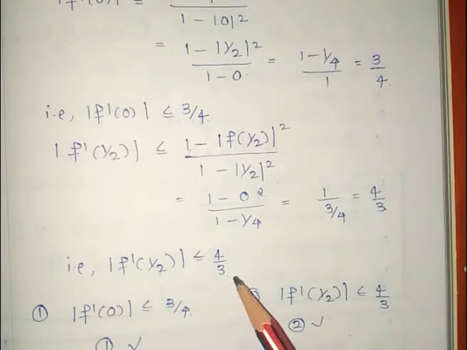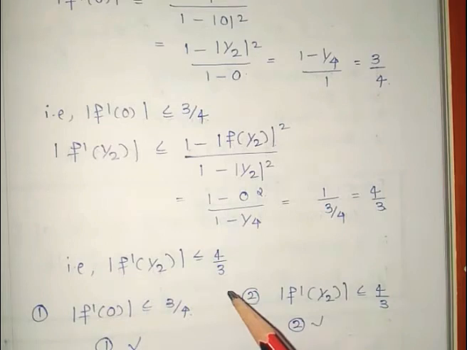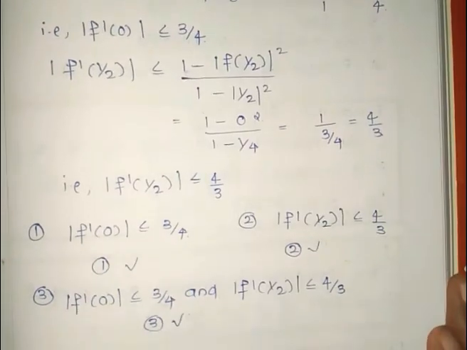That is, we get mod f dash of 1 by 2 is less than or equal to 4 by 3. Okay, so we get mod f dash of 0 is less than or equal to 3 by 4 and mod f dash of 1 by 2 is less than or equal to 4 by 3. Now we are going through our options.